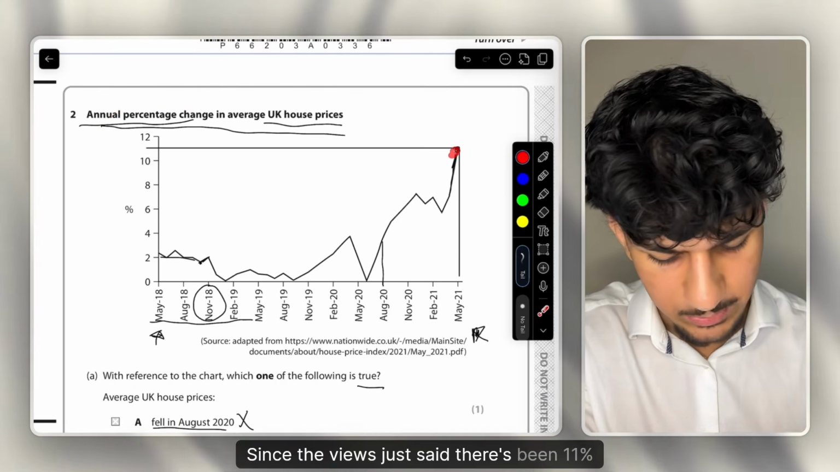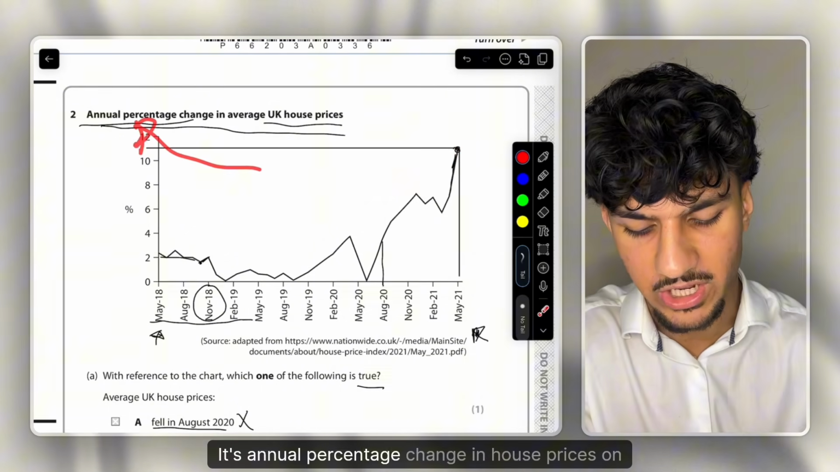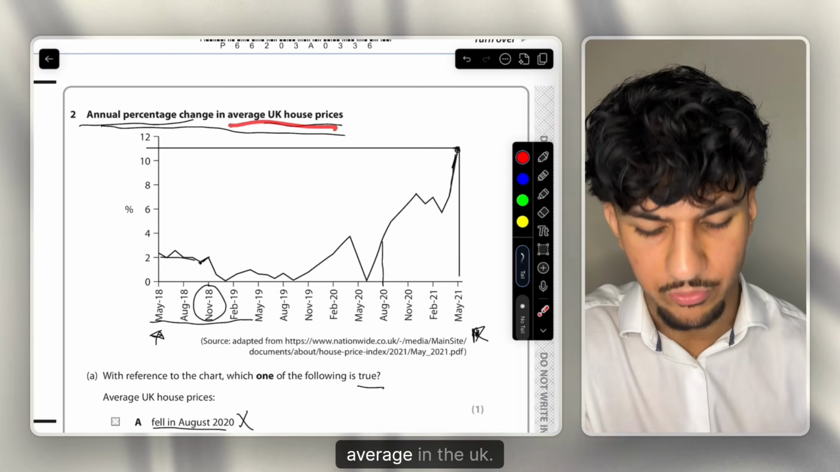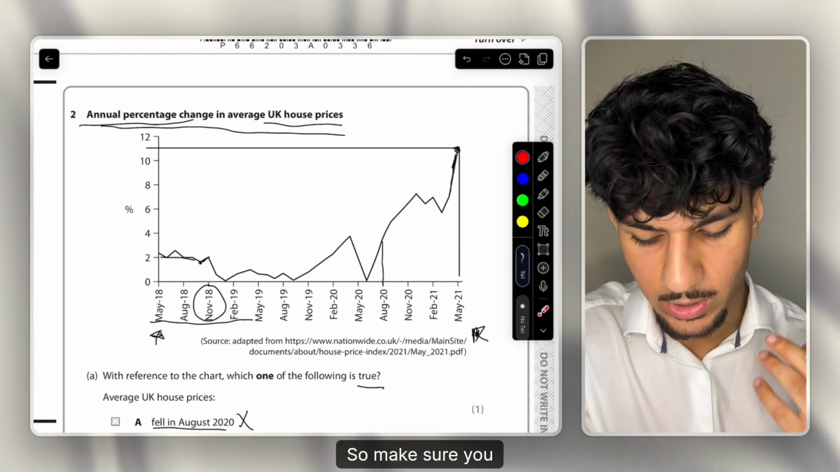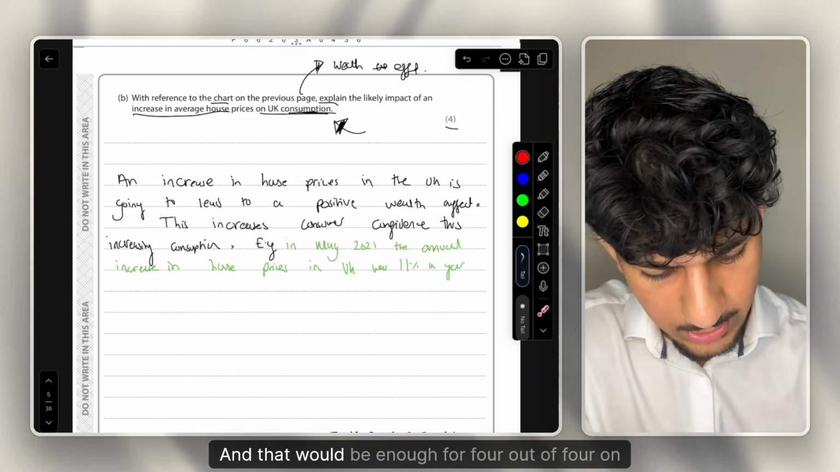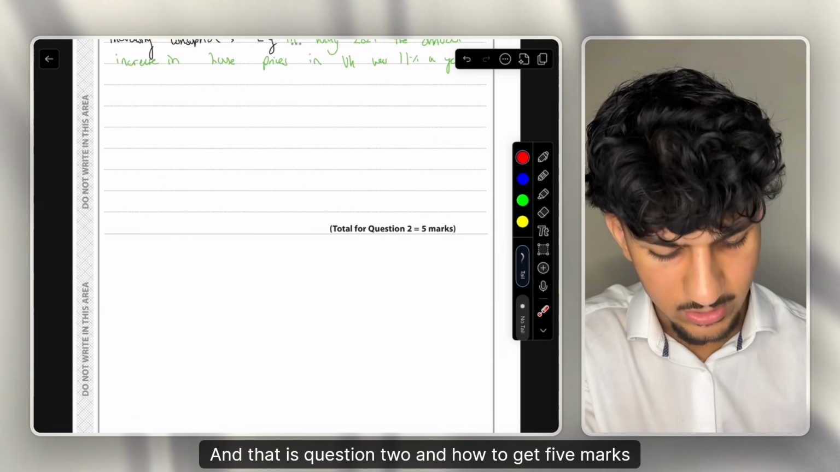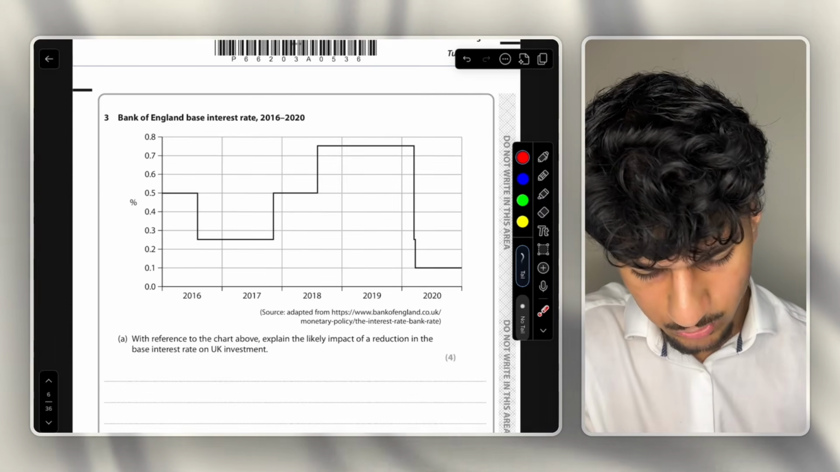If you just said there's been an 11% increase in house prices, that doesn't make sense. It's the annual percentage change in house prices on average in the UK. So make sure you read what's on the axes and actually quote the data correctly. That would be enough for 4 out of 4 on that question. And that is question 2 and how to get full marks on question 2. Let's move on to question 3.